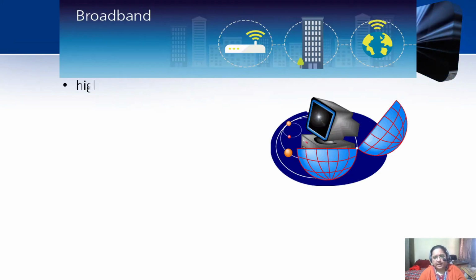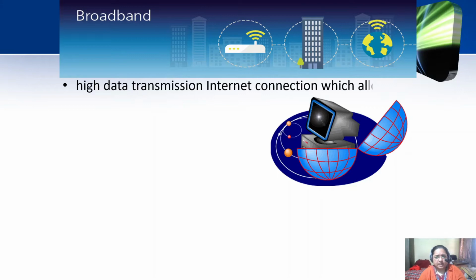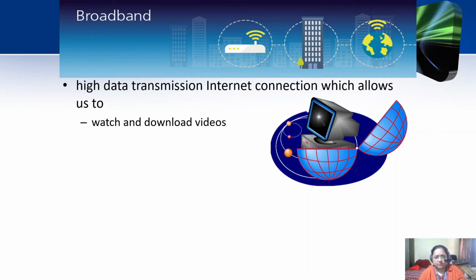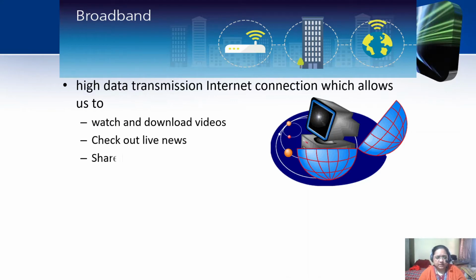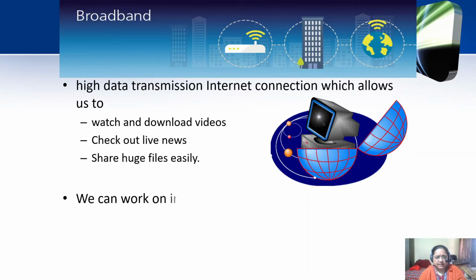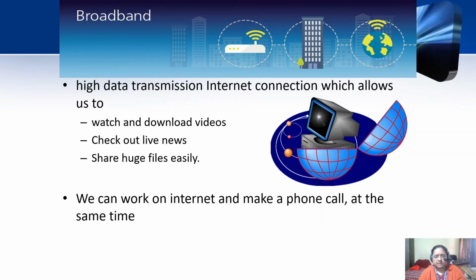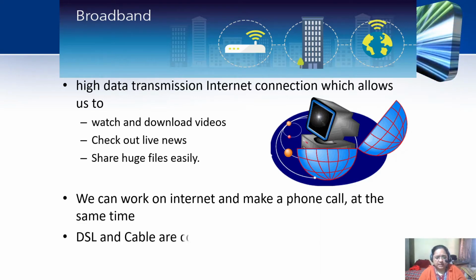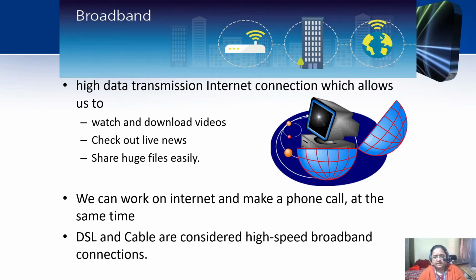Next is broadband, which is the most popular type of internet connection. It is a high data transmission internet connection, which allows us to watch and download videos, check out live news, and share huge files easily. We can work on the internet and make a phone call at the same time. DSL and cable are considered high speed broadband connections.